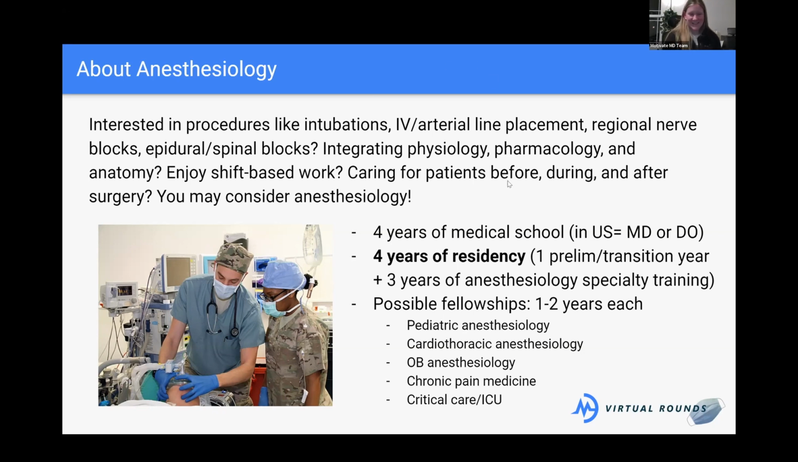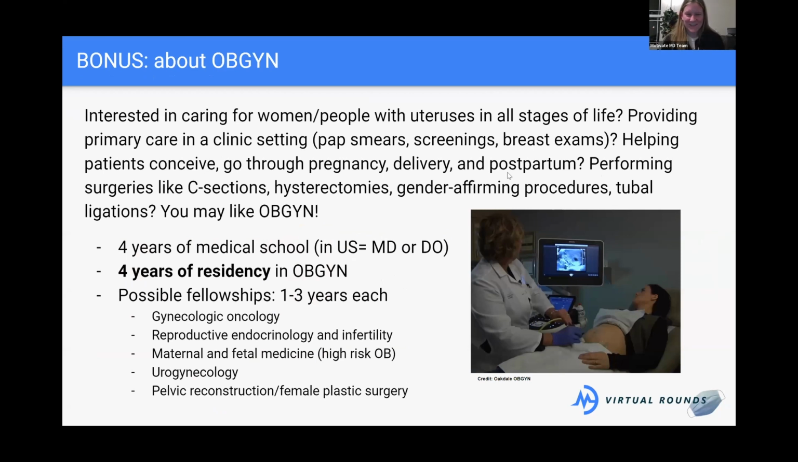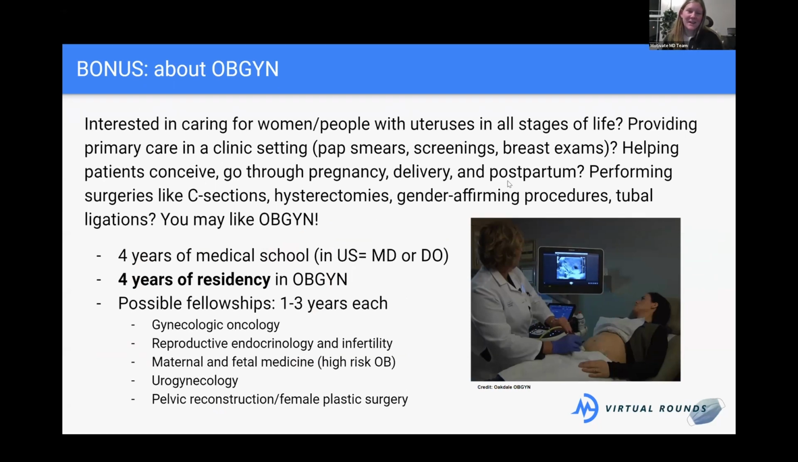And then as a bonus, I had to throw this in because I feel like a couple people after every virtual rounds requests something with OBGYN. So a little bit about OBGYN.